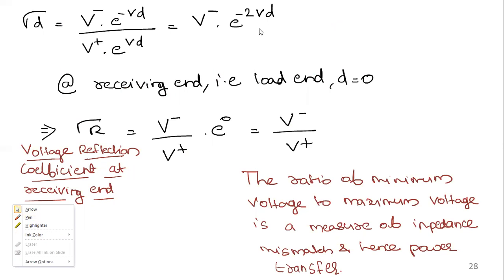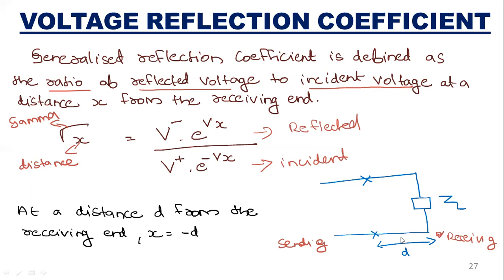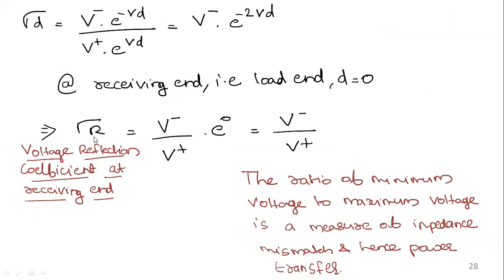At the receiving end, that is the load end, the distance d will be equal to 0. So we can write gamma r, the voltage reflection coefficient at the receiving end. What will it be? V minus by V plus into e raised to 0. Since the distance is 0, e raised to 0 is equal to 1. That is V minus by V plus.